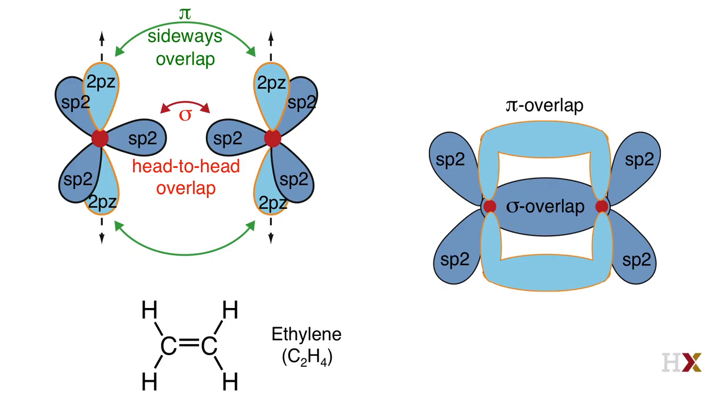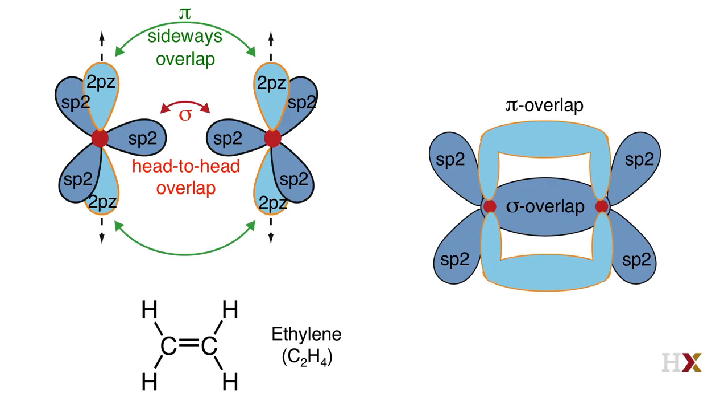Each of the remaining 4 sp2 orbitals fuse with the 1s orbitals of hydrogen atoms to form 4 carbon-hydrogen bonds. In ethylene, the 2 carbons are linked by a double bond, 1 sigma and 1 pi bond. The electrons involved in the pi bond occupy a ring-shaped space between the 2 carbons.